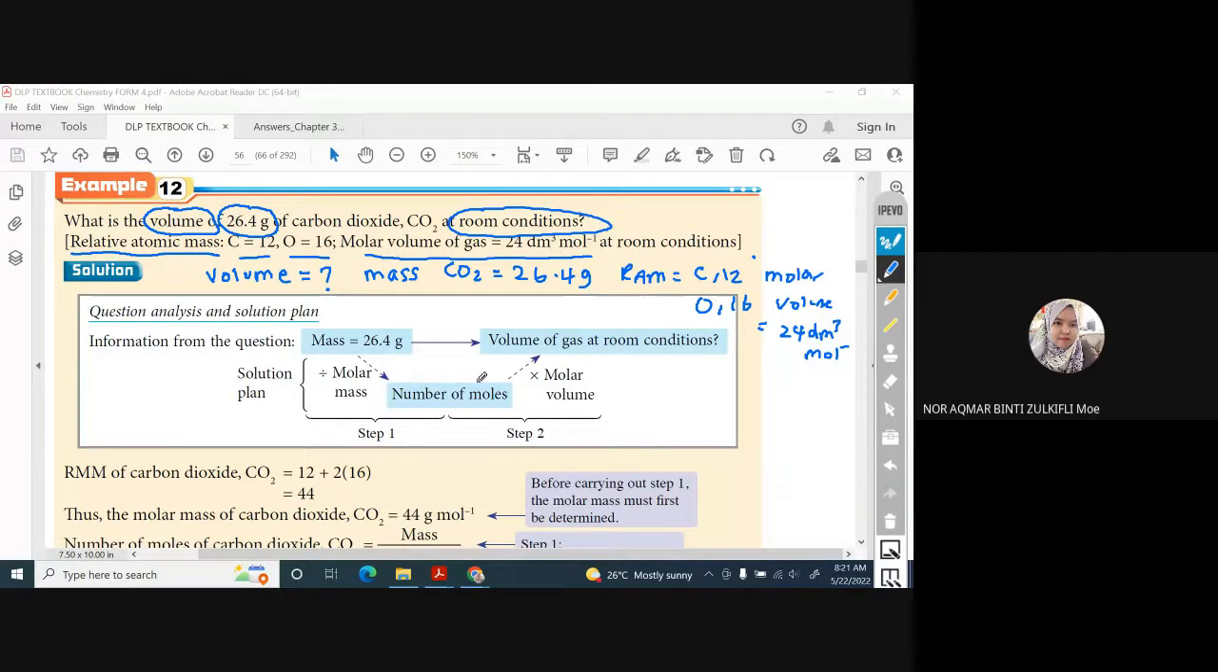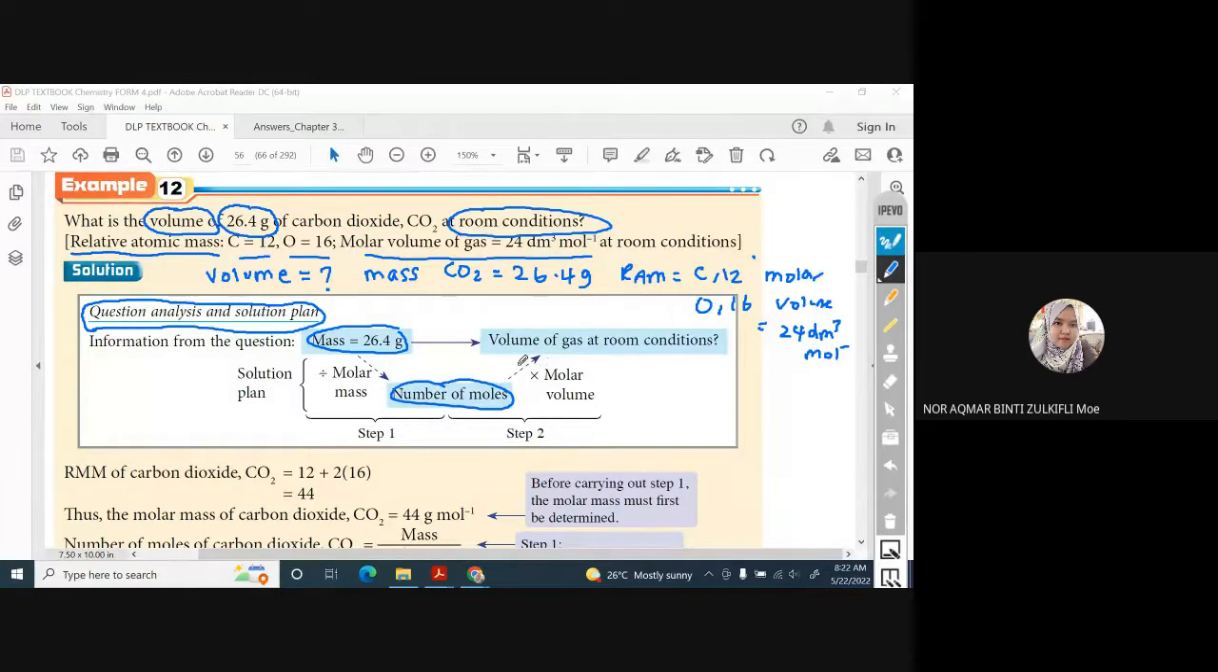You can see here, we have the question analysis and solution plan. It means we need to plan to answer the question. Same here, we have information from the question, mass. So we must make sure we know the number of moles.